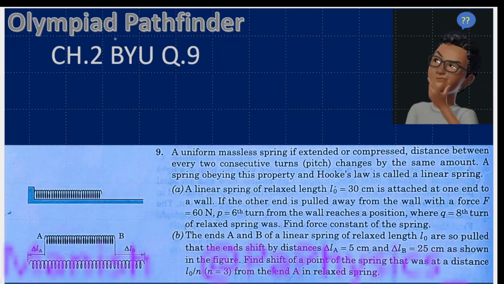This question is from Olympiad Pathfinder, Chapter 2, Build Your Understanding, question number 9. The question is: a uniform massless spring, if extended or compressed, the distance between every two consecutive turns, that is the pitch, changes by the same amount. Such a spring is called a linear spring and it obeys Hooke's law. Obeying Hooke's law means force is proportional to the change in spring length, that is F is equal to Kx.